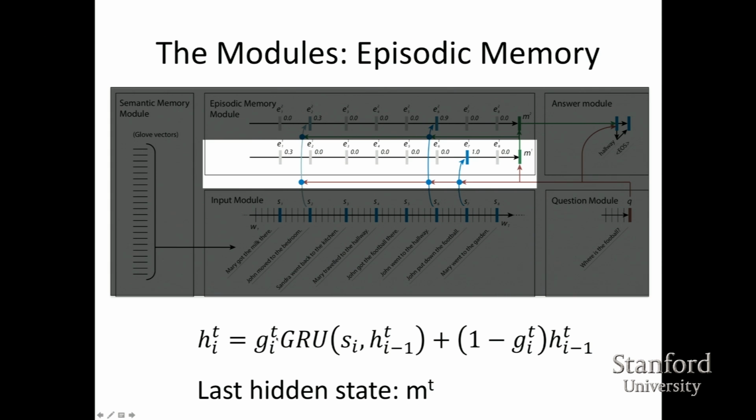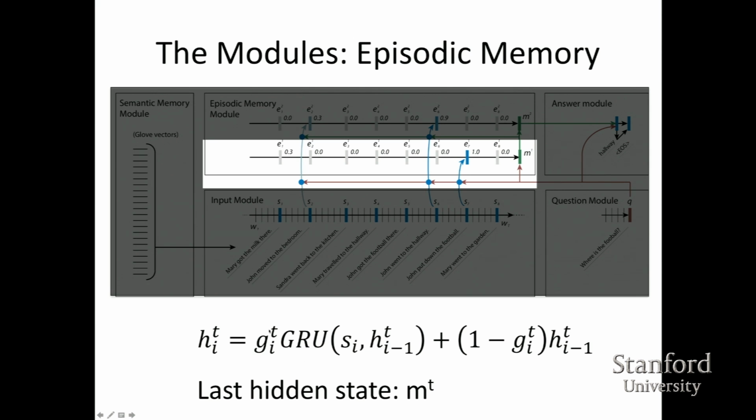So the question is, how do we compute the M vector? The M vector here is going to be defined as the last hidden state of this time sequence model, which inside has a GRU, but also has this global gate on top of it. For simplicity, if a fact is very relevant based on this attention score G, then H will just be computed as a standard GRU.